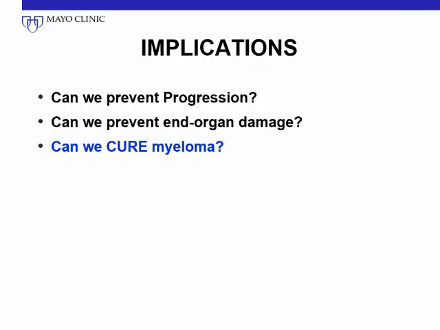I'm testing both approaches. One is simply trying to prevent or delay progression, and the second is trying to go all out. And you're saying, well, the low-risk smoldering might be the only people who can be cured, but the price is too high to pay there, trying to give chemotherapy to those people.